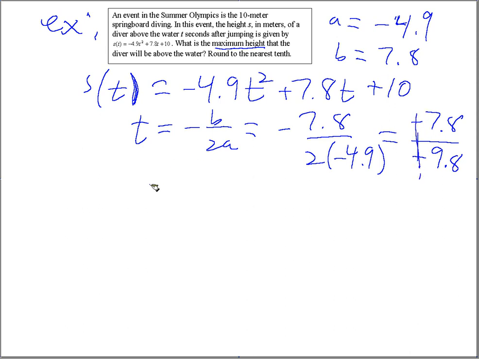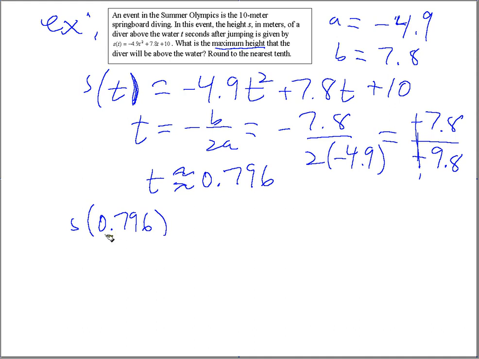So let me punch that into the calculator. So t is going to be roughly, punching this into the calculator, 7.8 divided by 9.8, I get roughly 0.796. I'll just round to 3 decimal places. So I plug it back in to get the maximum height once again. So roughly 0.8 seconds into the jump, that's when the diver is going to be at the maximum height above the water.